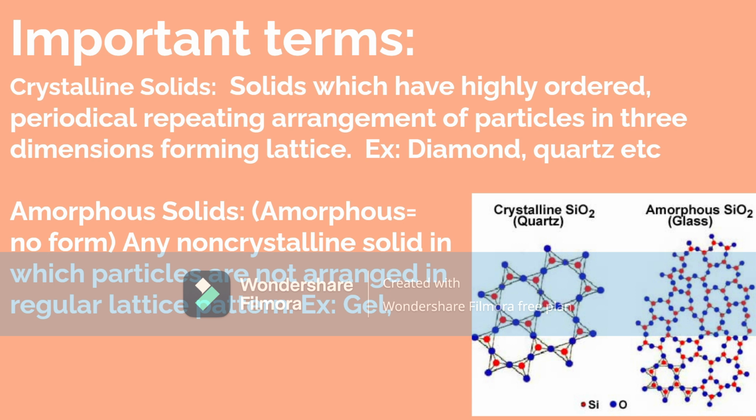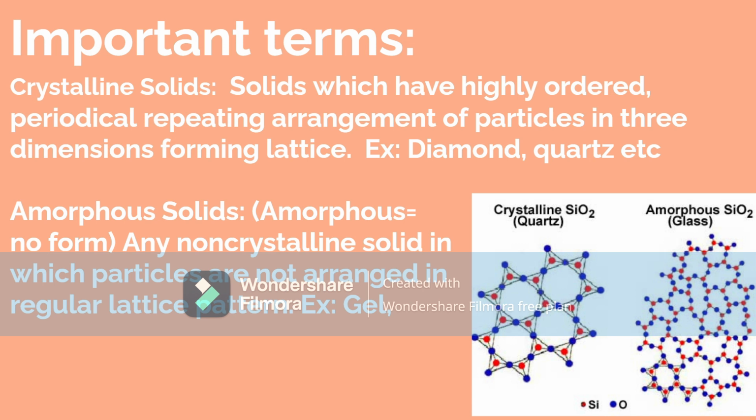Here in this picture, the first picture, you can see quartz. Here there is a regular arrangement of particles in all the directions. Regular and repeating arrangement in three dimensions, which forms a lattice. Examples are diamond and quartz. For that matter, most of the solids come under crystalline solids only.